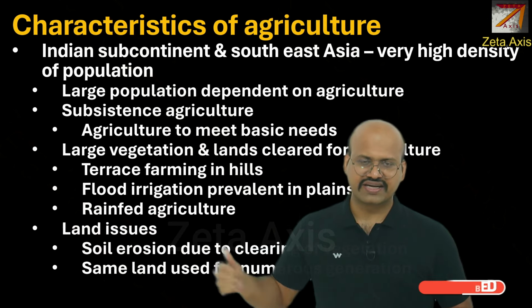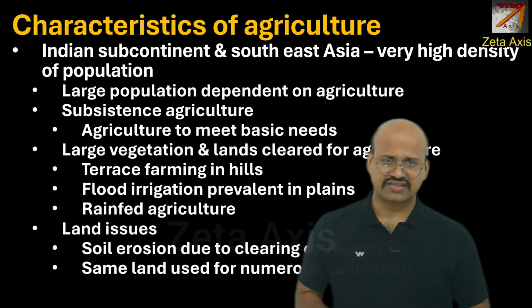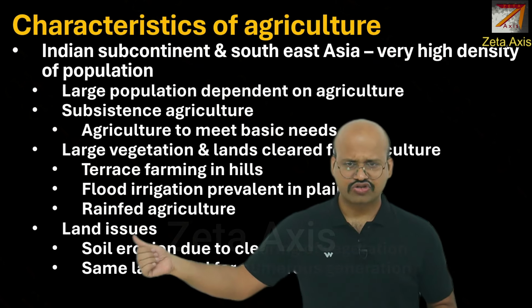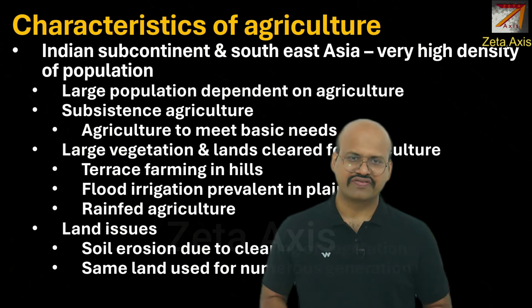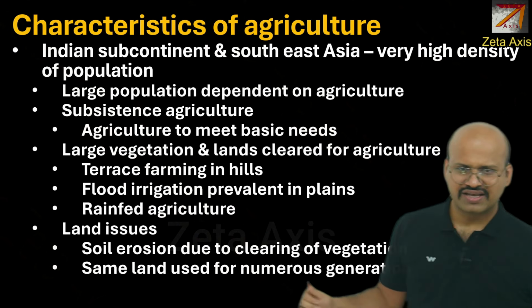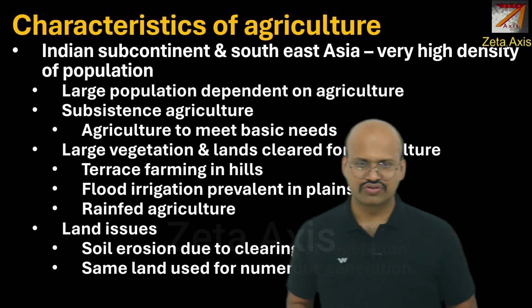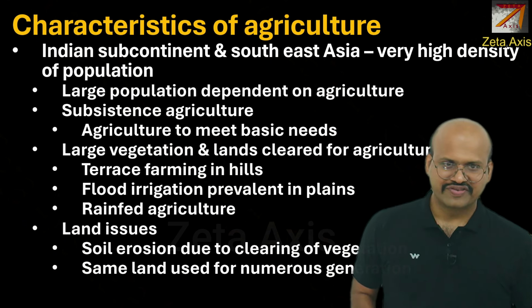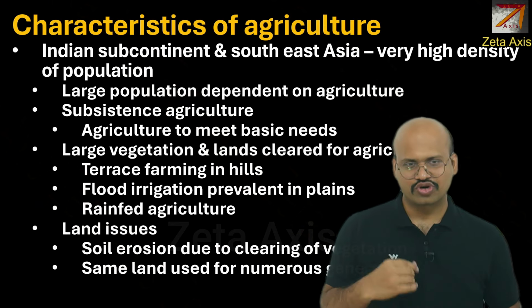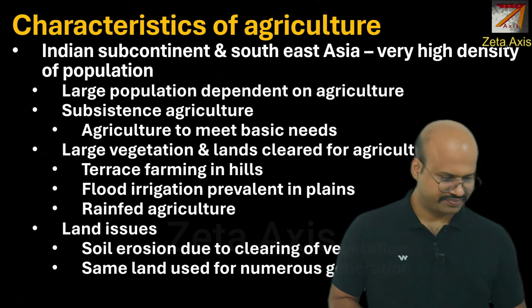Rain-fed agriculture, that is, in most of the regions agriculture is dependent on rainfall. Land also faces severe issues because of severe deforestation. We see soil erosion due to clearing of vegetation, and because the same land is used over the generations, we see that the quality deteriorates. The yield or the produce decreases over the years.